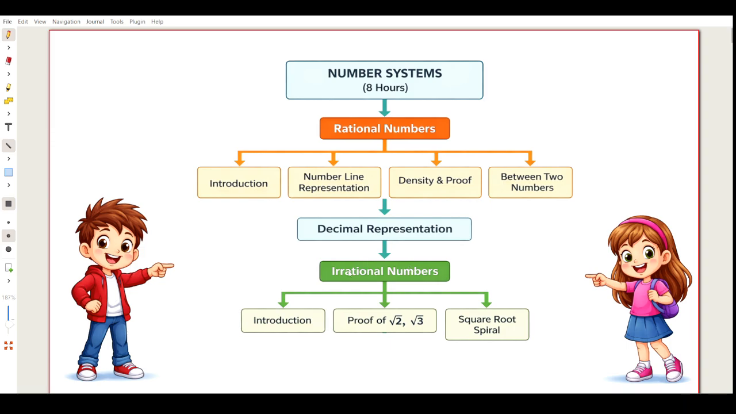The next, irrational numbers. What is an irrational number, the introduction part will be there. Then we'll be giving the proof for irrational numbers like root 2, root 3. Then at the last we'll be having the square root spiral, how to construct the square root spiral. So these are the main ideas we are going to learn in number system. The main thing is rational numbers and irrational numbers. So this is the overall idea you will be getting about number system.